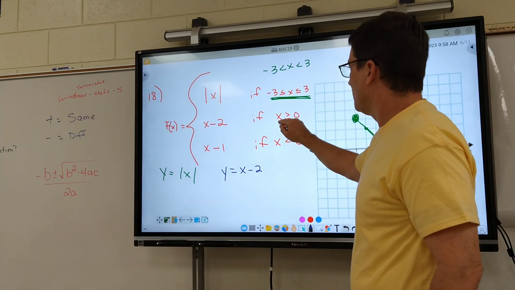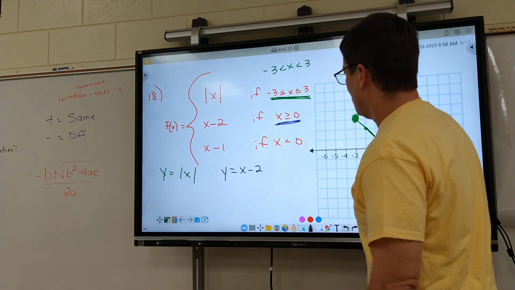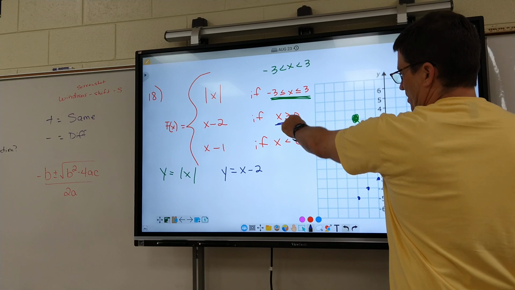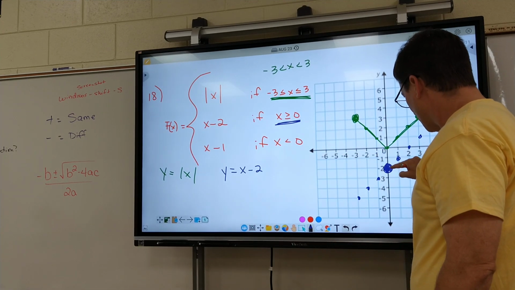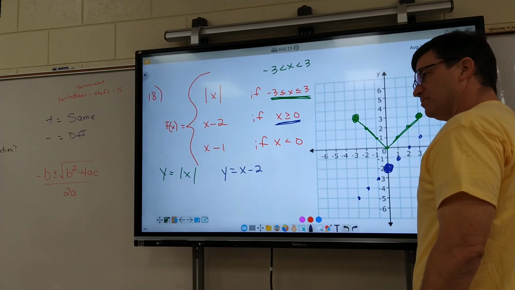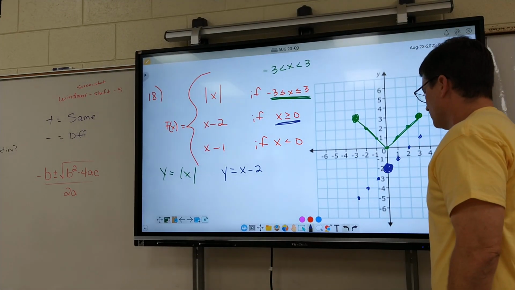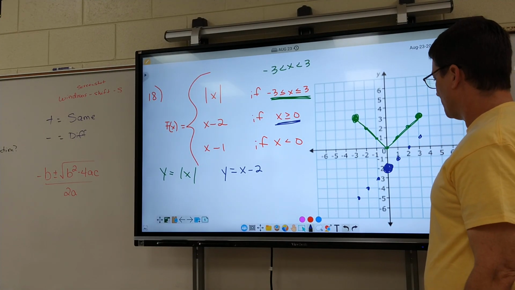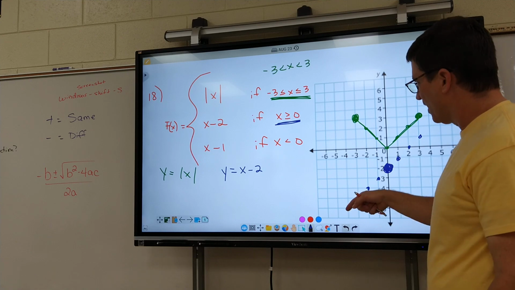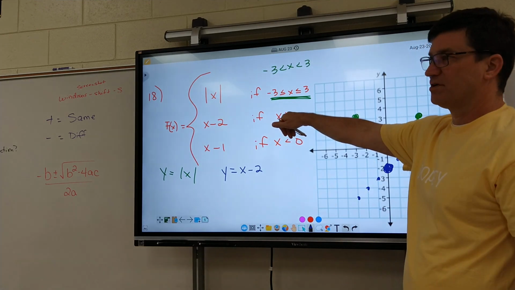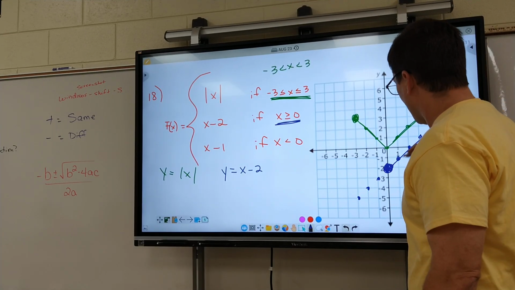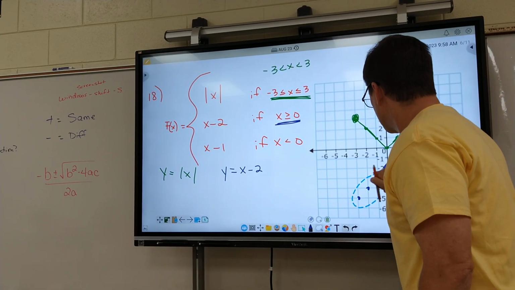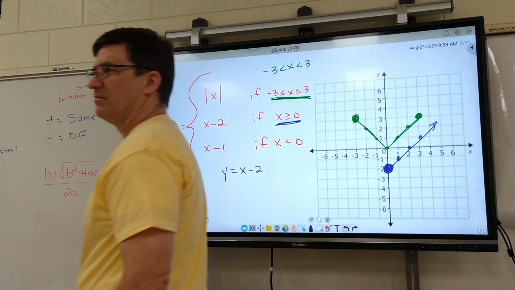This is the hard part right here. What does this tell us to do? Go to 0, put a closed circle. Here's 0, closed circle right there, big closed circle. All right, last part. Do I draw my line on the right of the circle or the left of the circle? Basically, you can just look at your sign. Points to the right, line goes to the right. Make sure you erase the points down on the left.